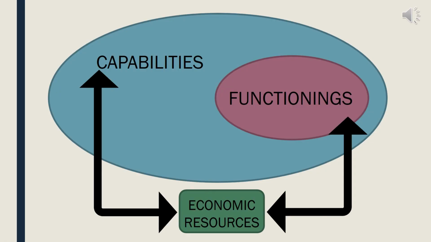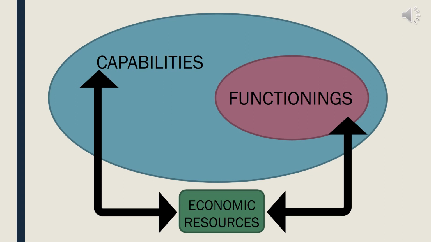Central capabilities, economic resources, and the functionings they create have a cyclical relationship. An individual, household, or community cannot attain the necessary economic resources without meeting their central capability thresholds. And without attaining those resources, they cannot attain the functionings necessary to live with dignity and without social exclusion.